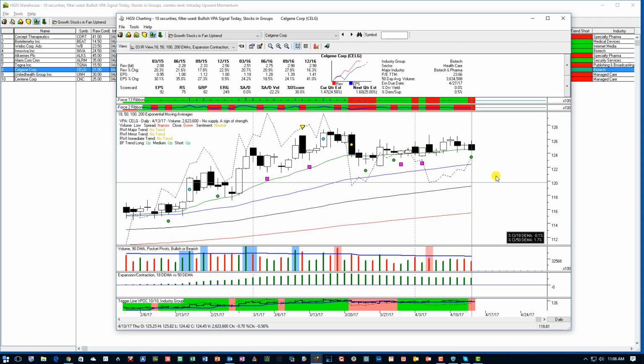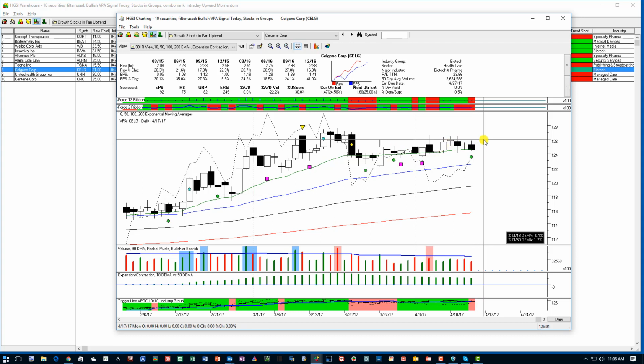Now here's Celgene, a stock that we all know. You can see that it looks like more of the stocks closed in the upper part of the range through here. Here the group is turning up, which is positive. The VPOC is negative though at this point. If it has a positive day on some volume, that'll quickly change to green.